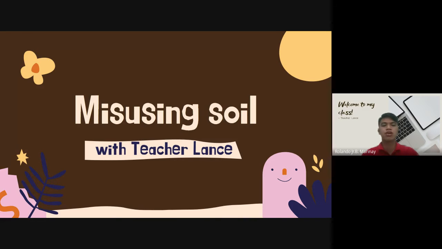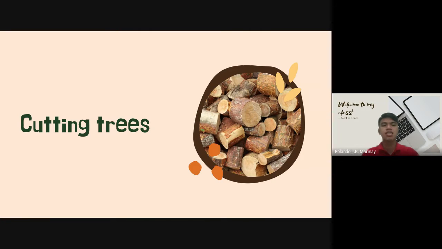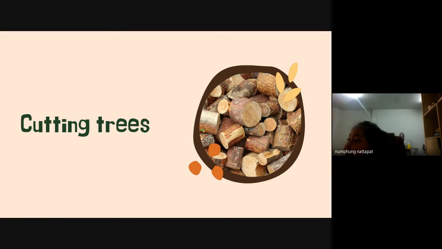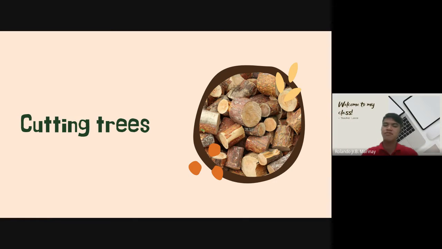As we get more people on Earth, we need to use soil more. When we use soil wrongly or incorrectly, it makes the quality of soil fall. Here are some examples of misusing soil. The first one is cutting trees. Repeat after me, say cutting trees. Without trees, the surface of soil is easily destroyed. So when we cut trees, the surface of the soil can easily be destroyed or broken. So cutting trees is bad. Cutting trees is a way of misusing the soil.